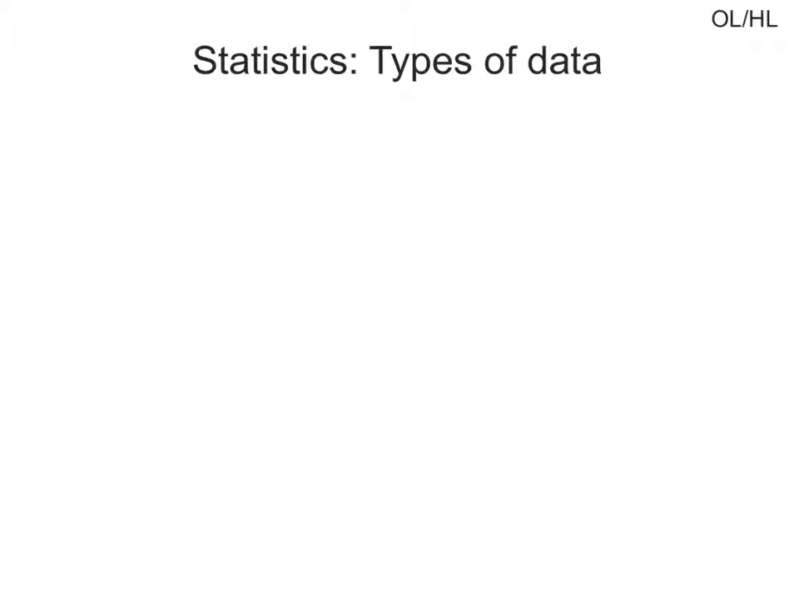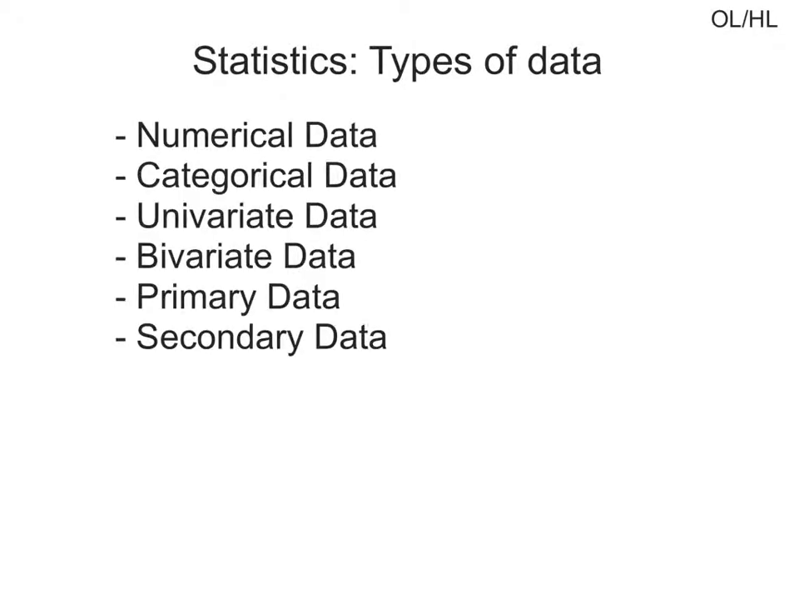For the purpose of being able to engage in a discussion on statistics, students are required for the Leaving Cert to know and be able to work with different types of data. The main types of data are numerical data, categorical data, univariate data, bivariate data, primary data, and secondary data. We will discuss the different types of data in pairs.